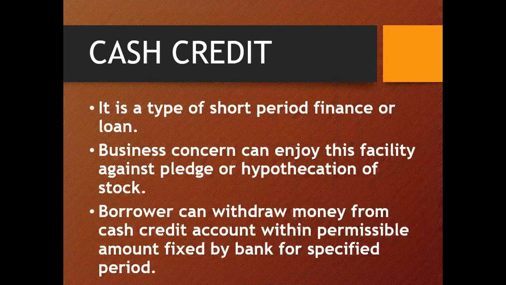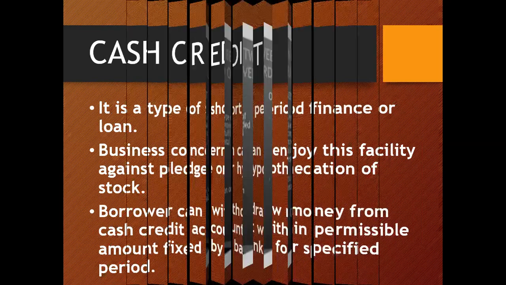Now talking about cash credit. What is cash credit? It is a type of short period finance or loan. A business concern can enjoy this facility against pledge or hypothecation. The borrower can withdraw money from the cash credit account within the permissible amount fixed by the bank for a specified period. It is also a kind of overdraft, but it is cash credit, short-term finance we call it.